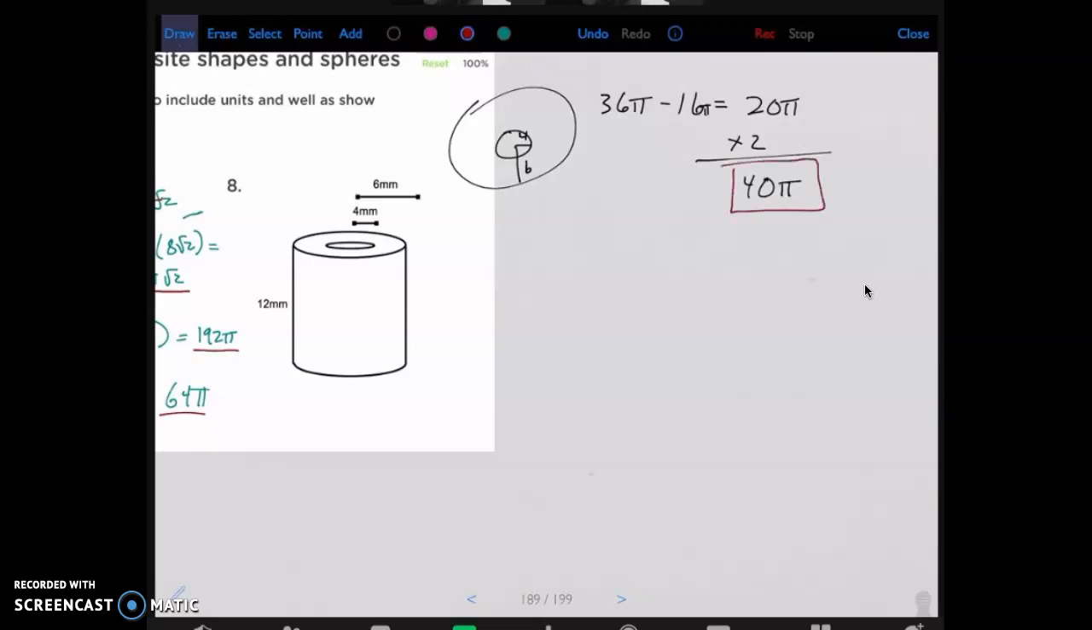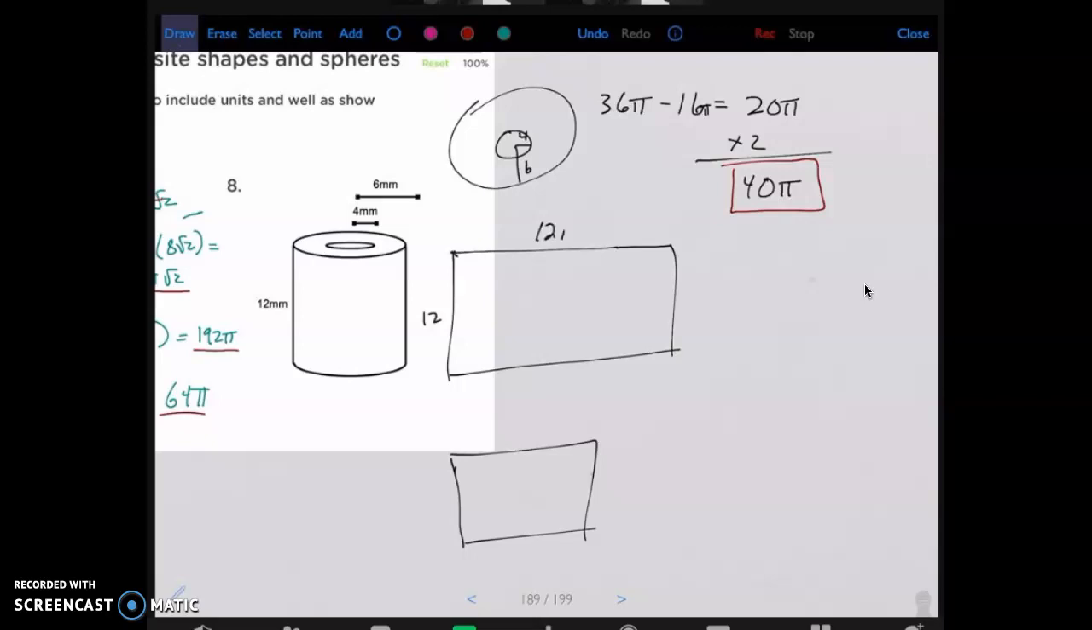You can play me at half speed if I'm going too fast, using little gears on the right. And then from here, this will be the outside rectangle, and this will be the inside rectangle. The outside rectangle is going to be 12 deep, and it's going to have a circumference of 2 pi r, which is 12 pi, so that's going to be 144 pi. Put a little underline on that.